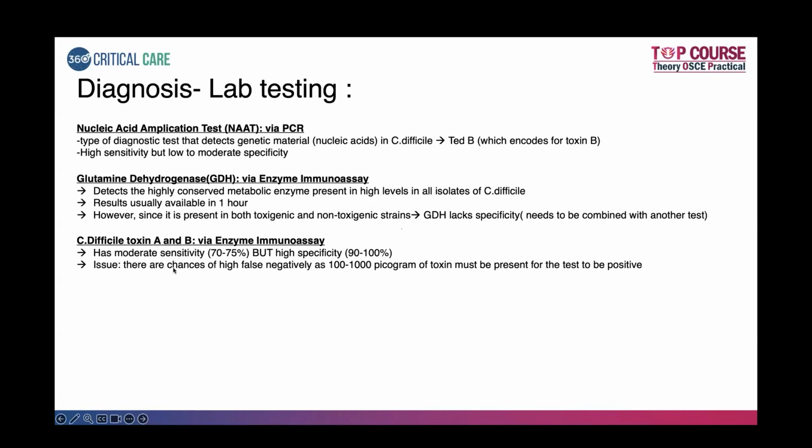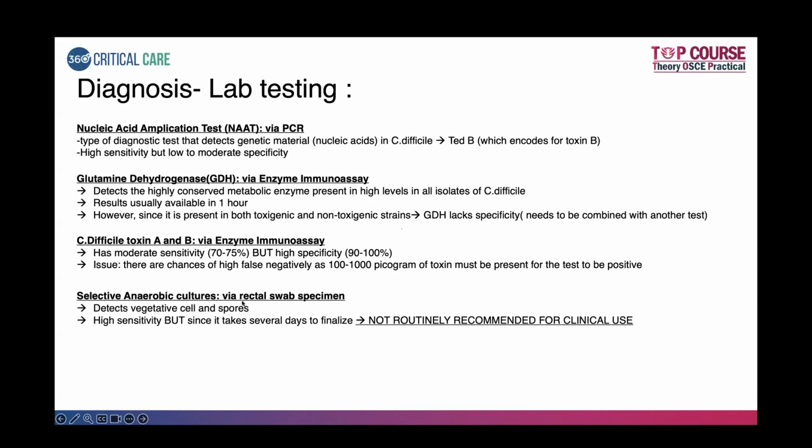So the problem is there are chances of high false negativity, as 100 to 1000 picogram of toxin must be present for the test to be positive. So now the recommendation for diagnosis: usually they go with assessment of toxin A and B, and along with that they also check the GDH levels, because that helps in better identification.